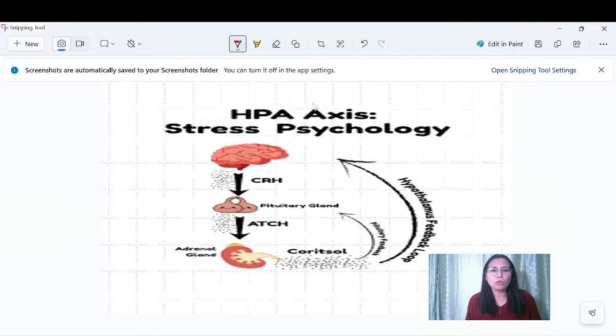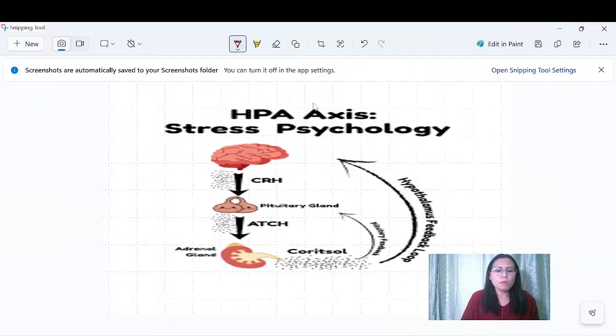My name is Nomita. We are going to learn an important MCQ for Cushing syndrome. Before we begin, make sure you have your notebook and pen. Stay with me till the end. So let's start.